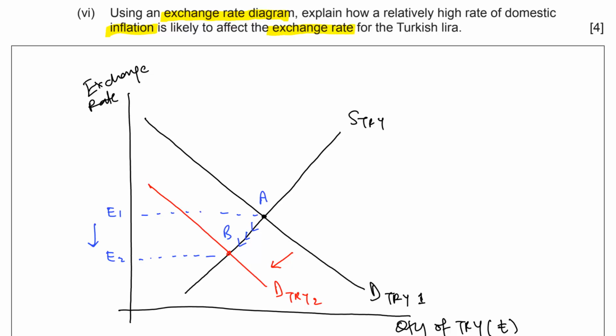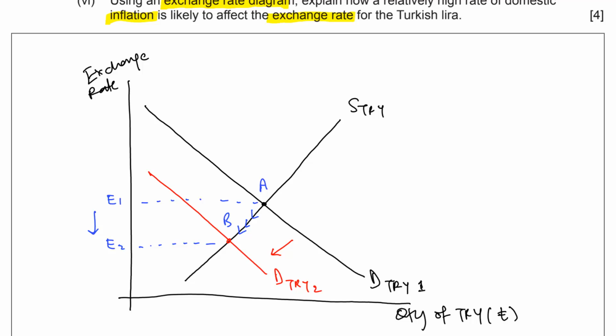Okay, so you should be familiar with this. The way the exchange rate diagram works is we have the exchange rate on the vertical axis, and then we have the quantity of the currency that's being traded on the horizontal axis. So similar to a regular supply and demand diagram, except that instead of having the price on the vertical axis, we have the exchange rate instead.